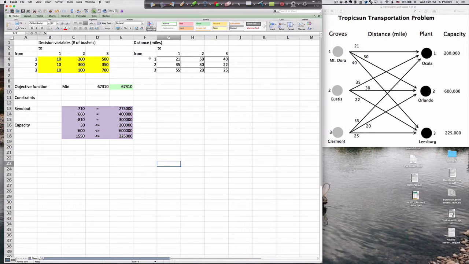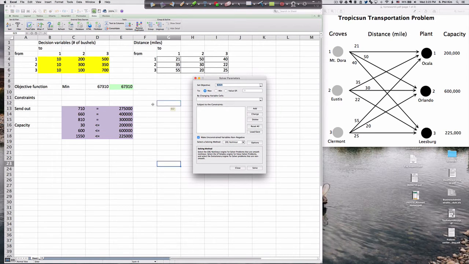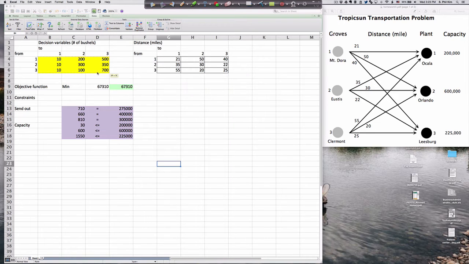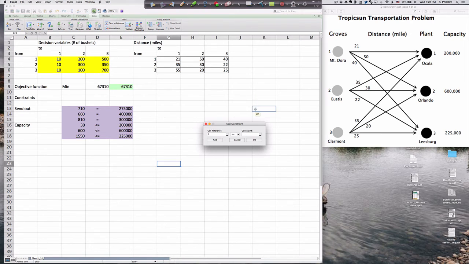Okay, so let's bring up the Excel Solver here. Solver appeared. My objective function is this one, and I'm not maximizing, I'm minimizing, by changing these 9 numbers. These 9 numbers are my decision variables. And then I have to add the constraints.